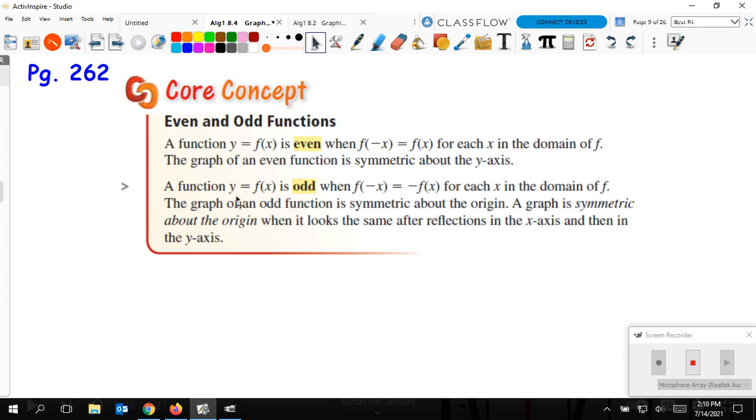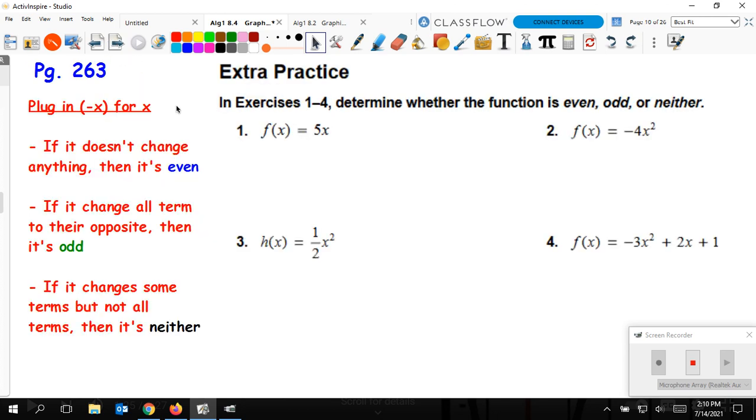But a function is odd if you do the same thing by plugging in negative x, and what you get out is the opposite of the function. Every term in the function has the opposite sign from the original. If it doesn't do either of those, then it's going to be neither. So let's take a look at our extra practice, 1 through 4. Just determine whether the function is even, odd, or neither.